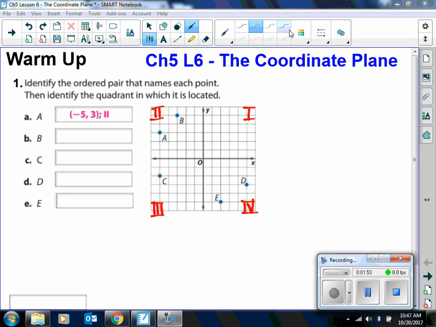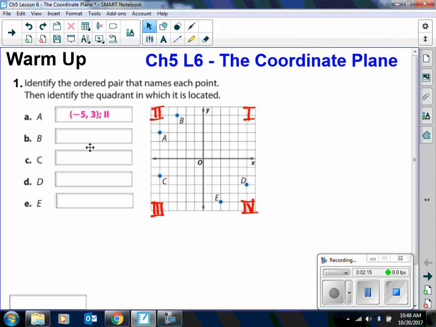Let's take a look at point B. Point B is right there. Okay, so what is the ordered pair for point B? We're going to go to the left 1, 2, 3. We went to the left 3 and we went up 1, 2, 3, 4, 5. So that's going to be -3, comma 5. And that is also in quadrant 2. Okay?